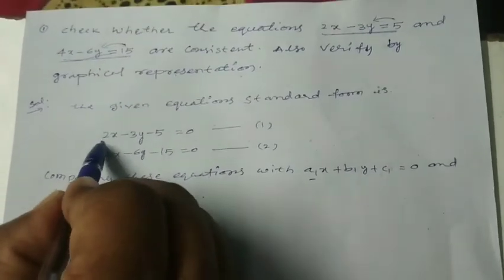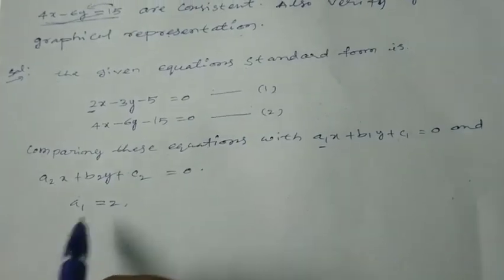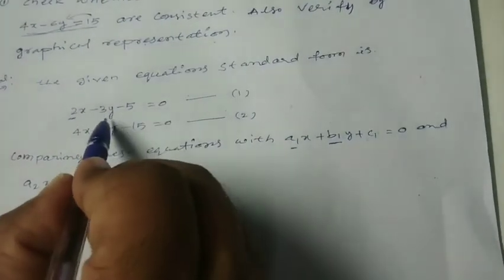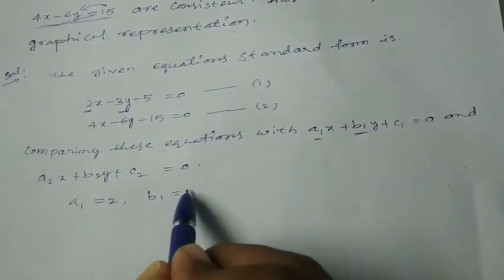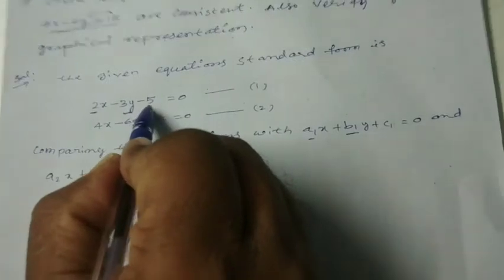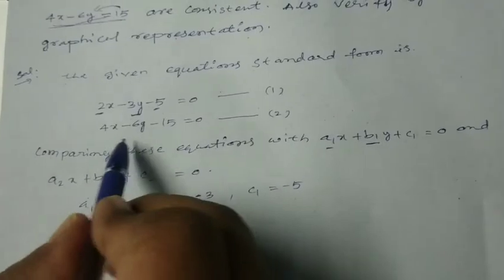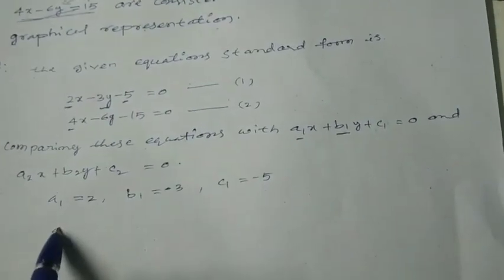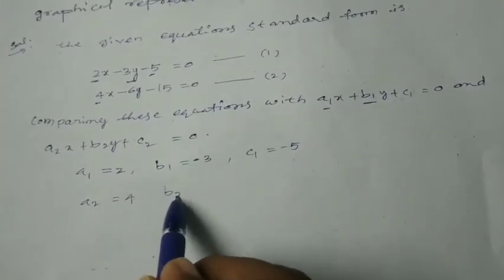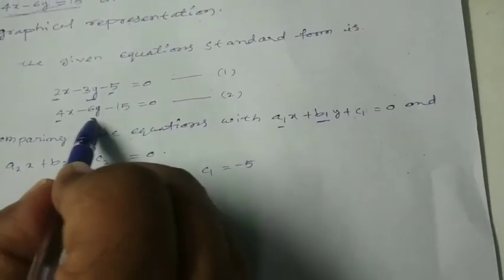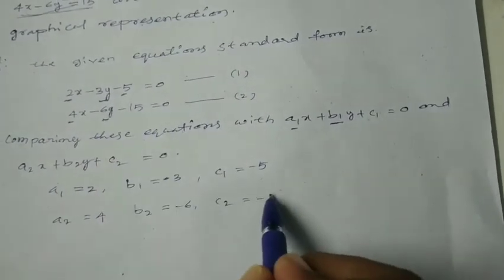a1 equals the coefficient of x in the first equation, a1 equals 2. b1 equals the coefficient of y in the first equation, b1 equals minus 3. c1 equals minus 5. Like this, a2 equals the coefficient of x in the second equation, 4. b2 equals the coefficient of y in the second equation, minus 6. c2 equals the constant term, minus 15.